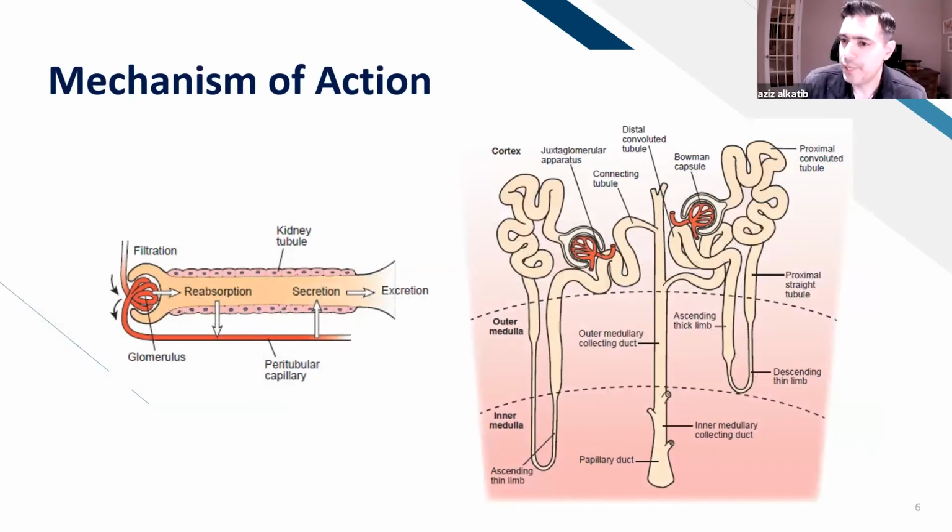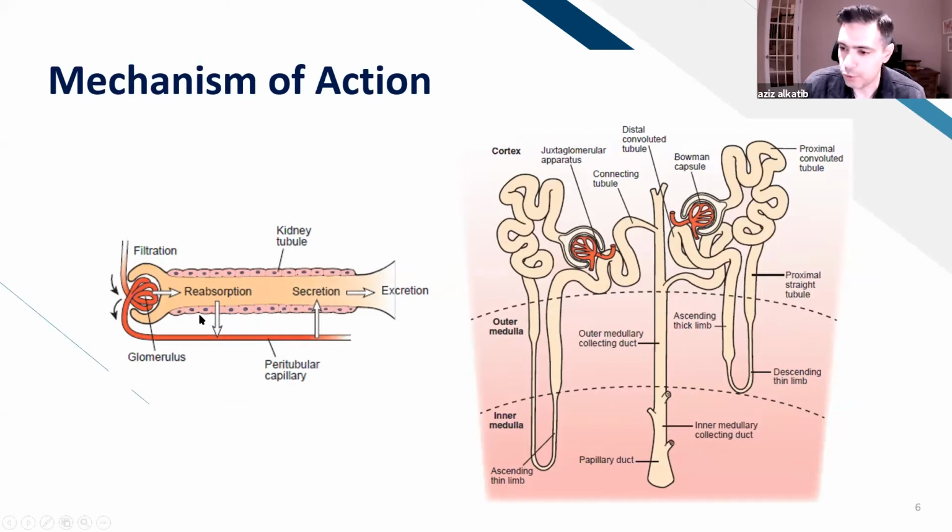And bear with me now, this is a cardiologist's review of renal physiology. Over here on the left is a highly oversimplified schematic, but you have filtration that occurs in the glomerulus, and so the glucose is filtered.